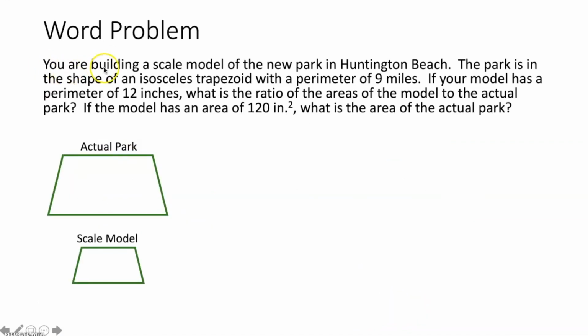Now, the word problem says you are building a scale model of the new park in Huntington Beach. The park is in the shape of an isosceles trapezoid with a perimeter of 9 miles. If your model has a perimeter of 12 inches, what is the ratio of the areas of the model to the actual park? If the model has an area of 120 square inches, what is the area of the actual park? So step 1 in a word problem, we're not scared, we can do this.